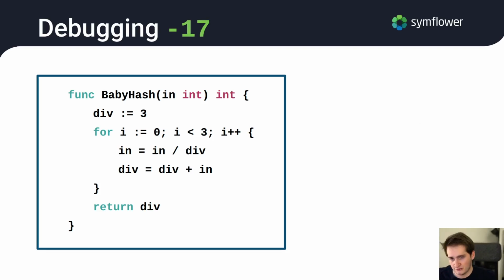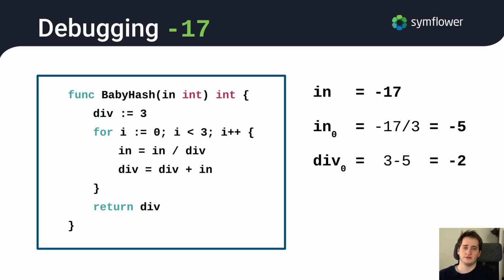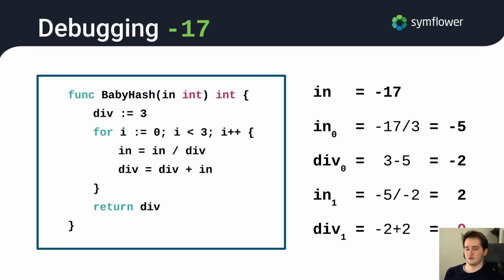If we do the same thing with -17, we can see this is a similar problem. So -17 divided by 3 is -5. If we update the divisor, 3 minus 5 is -2. And then in the second iteration, we update the input again. -5 divided by -2 is 2. And finally, if we update the divisor one more time, -2 plus 2 is 0. So this is again problematic here.